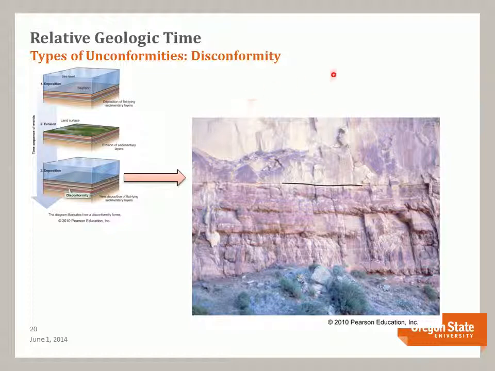Now the way I remember this is that D for disconformity corresponds to deposition. Okay, so the angular unconformity I think is pretty easy to remember, and one way to remember the disconformity is through the process that's occurring, D for deposition.